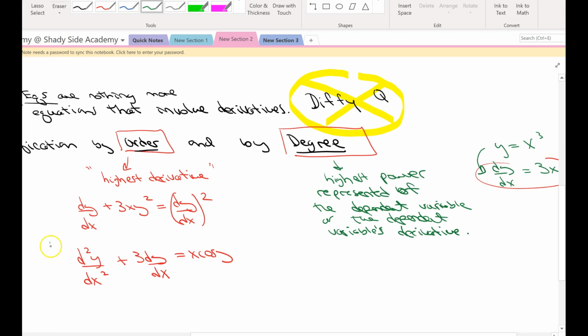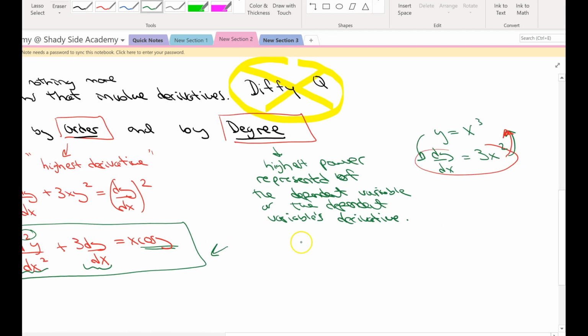So let's take a look at this DiffyQ over here. Okay, we know the order is 2. And let's take a look at the dependent variable. The dependent variable appears here, cos y. It also appears here. It also appears here. And the highest power of either y or dy/dx is 2. So this DiffyQ here, right here, is order 2 and degree 2. Okay. Similarly, let's go over here now.